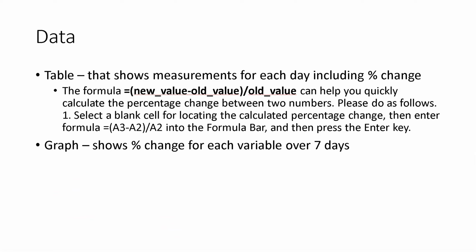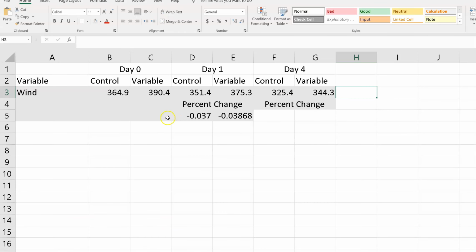But let me go to Excel right now. And so this is just an example, and there's many different ways you could probably do this table, but this is just what I was kind of doing. So I started with wind. I believe that's just the top one on the board, but you can see day 0, initial readings 364.9, 390.4. This is in grams. You will need that labeled on the graph. And so control, day 1, 351, 375.